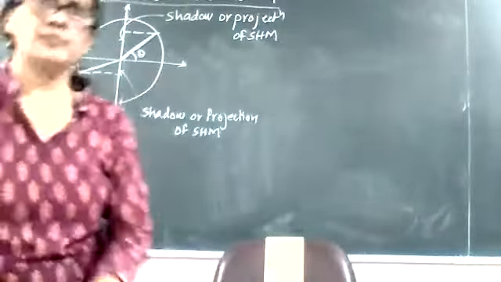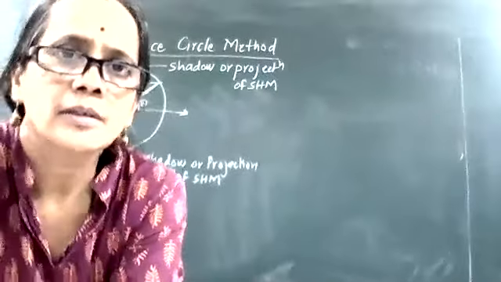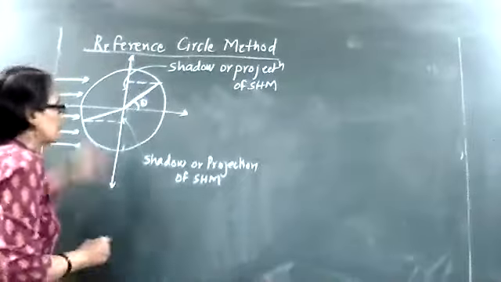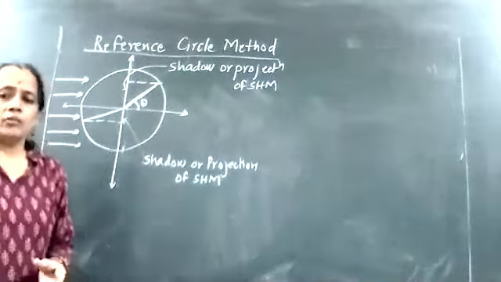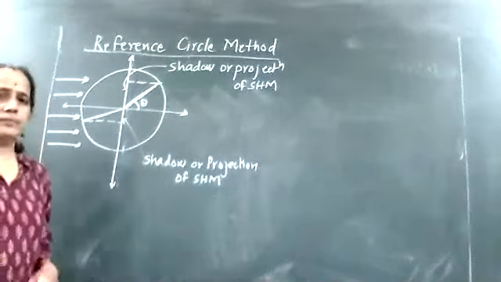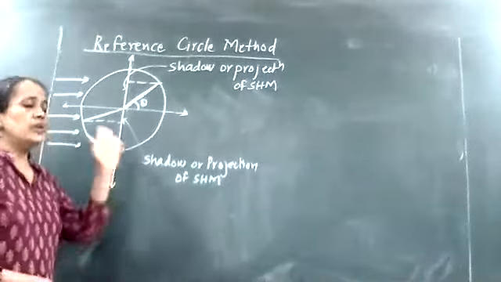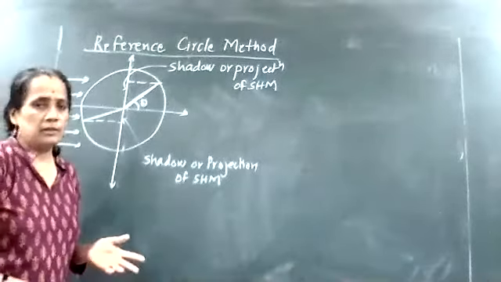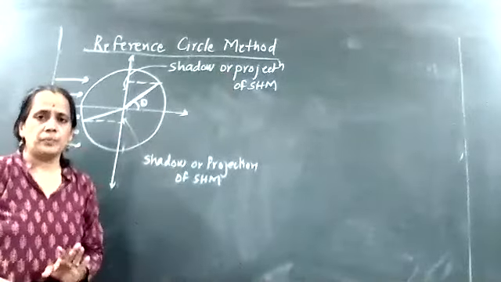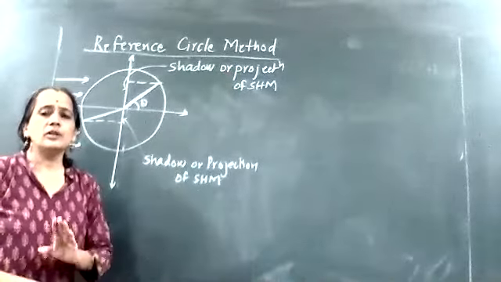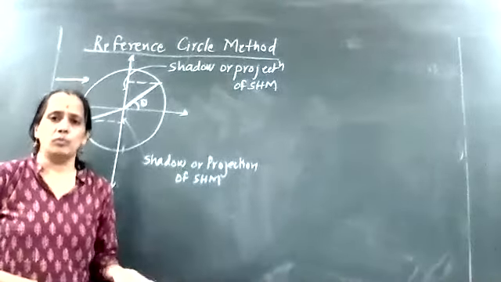So now we are going to consider the reference circle method. Now what is the reference circle method? Using this method, we are going to prove that the projection of SHM is nothing but the uniform circular motion that we want to prove.